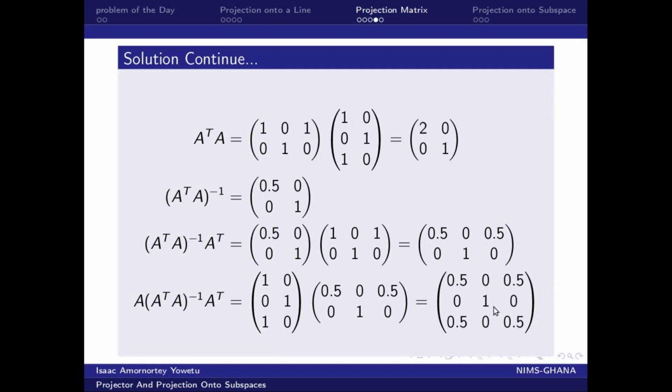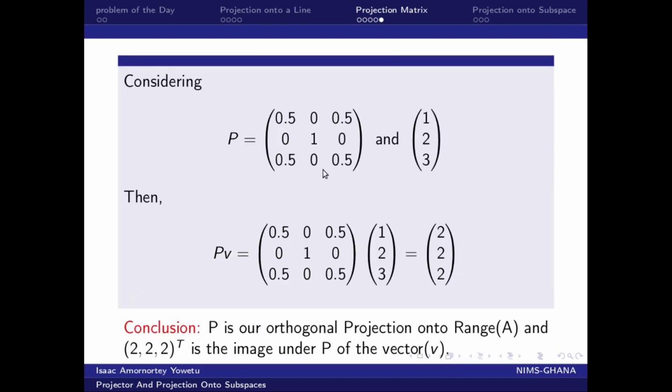So the transpose of this P matrix will give us back our matrix, and the square of the matrix P will give us back our matrix again. Now that we know our matrix P, we multiply it by our V, which gives us the projection of V onto A. That's pretty simple. So in conclusion, what we are saying is our P is the orthogonal projection onto the range A, and the vector 2, 2, 2 transpose here is the image under P of the vector V.